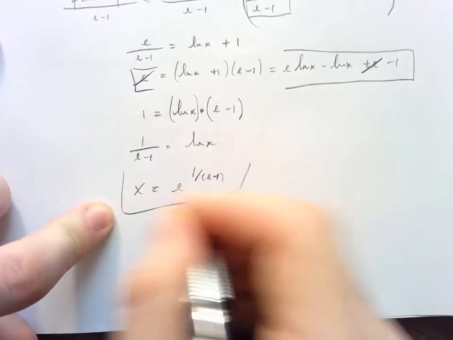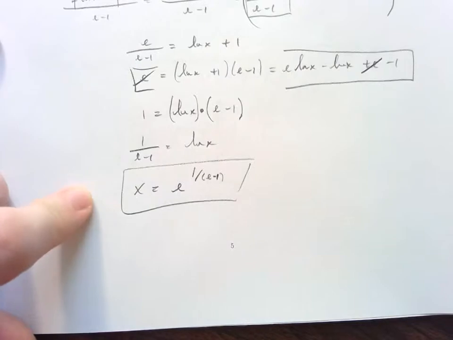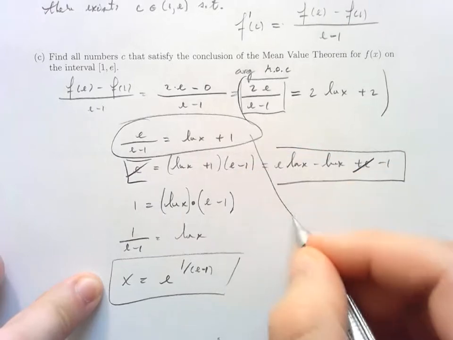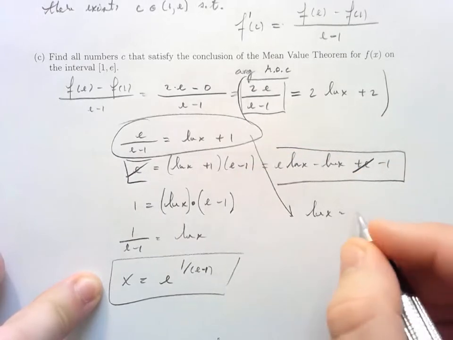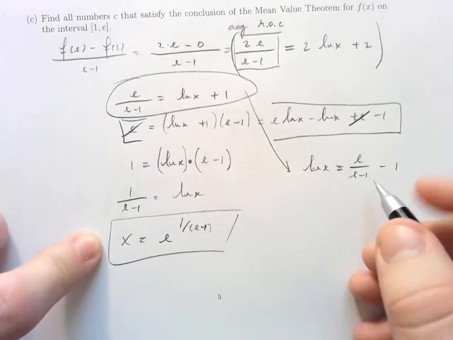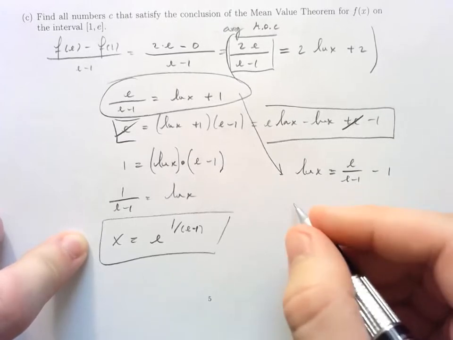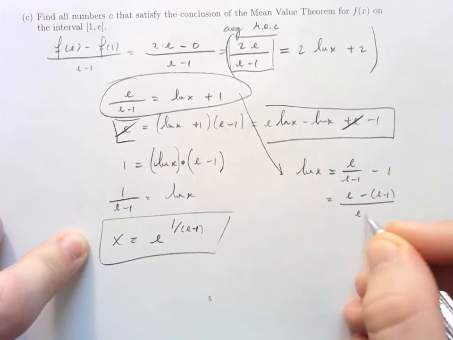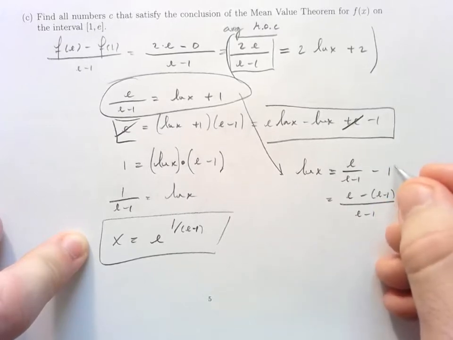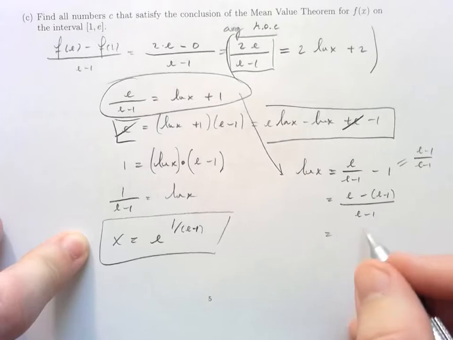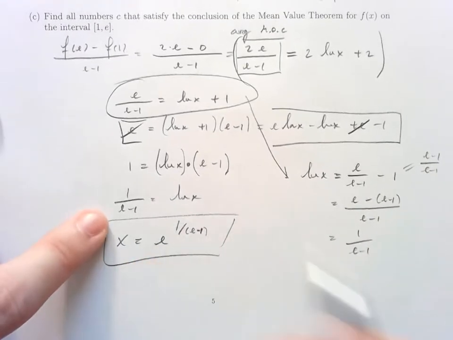So it's kind of a messy answer here. It's not the nicest value of x, and I'm realizing now that I could have just done that here. I could have just said, okay, ln x is e over e minus 1 minus 1 by moving this one to the other side, and I could have made this a lot quicker. So this is the same as e minus 1 over e minus 1 by combining these. I'm writing this one as the fraction e minus 1 over e minus 1. So this is the same as 1 over e minus 1, which is what I had here. So I could have skipped this multiplication step.